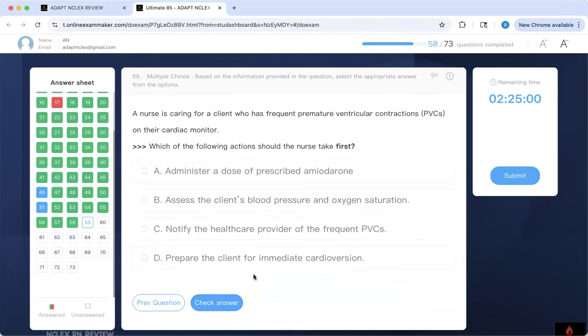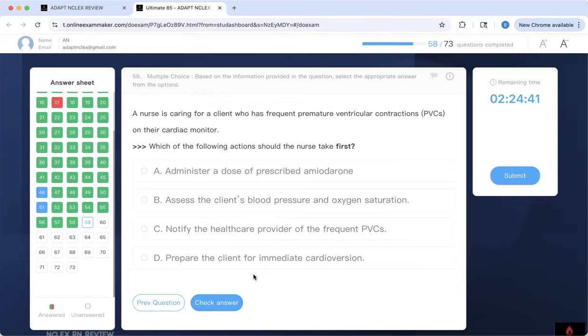And next is caring for a client who has frequent PVCs on the monitor. What should the nurse do first? Administer a dose of prescribed amiodarone, assess the client's blood pressure and oxygen saturation, notify the healthcare provider of the frequent PVCs, or prepare the client for immediate synchronized cardioversion.